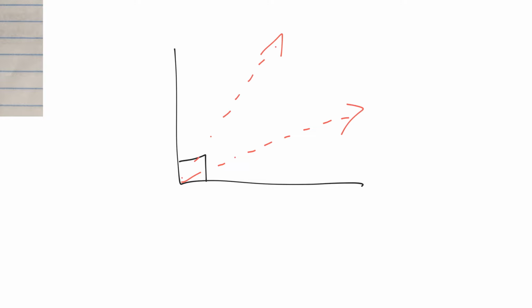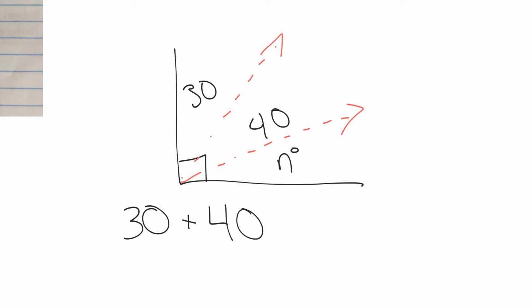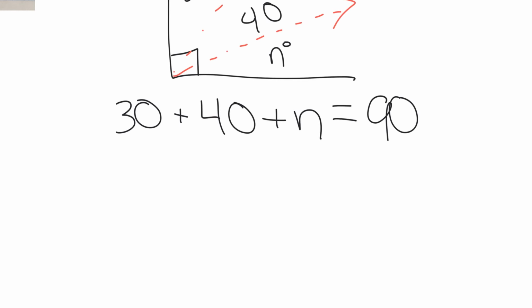Now we're working with multi-step. Maybe they say this angle is 30, this angle is 40, and this angle is unknown. In that case, your equation would be 30 plus 40 plus N equals 90. I'm pretty sure you can solve that one, but we're going to see some problems like that. And why leave a problem unfinished? Let's do this. 30 plus 40 is 70, so really we're doing 70 plus N equals 90.